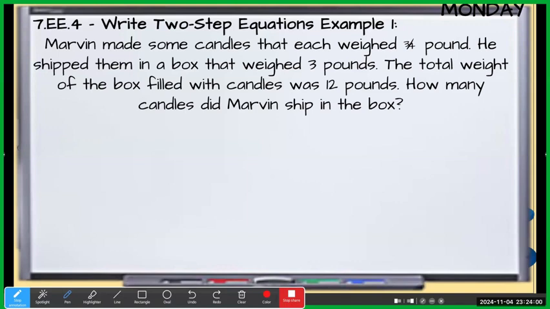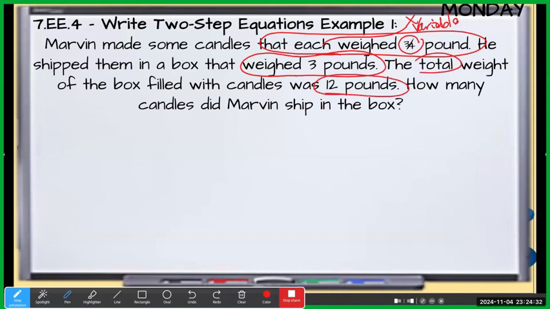All right, so I heard each candle weighs 3/4. I see "each." What does each tell me? So I know 3/4 is going to be multiplied with the variable. On your paper, if you need to, circle it to remind you. Put it on there. We said the box weighs 3 pounds already. That's important. Somebody said the total weight was 12.